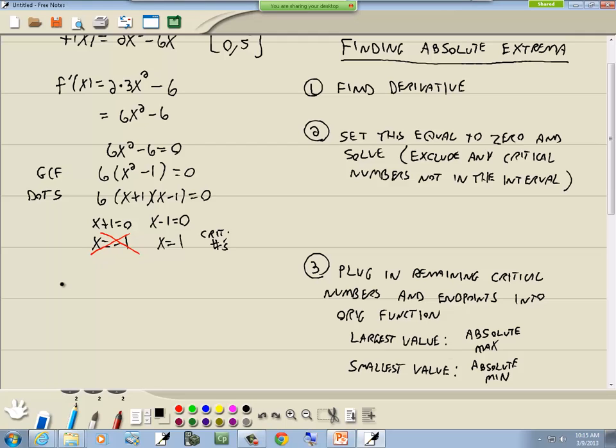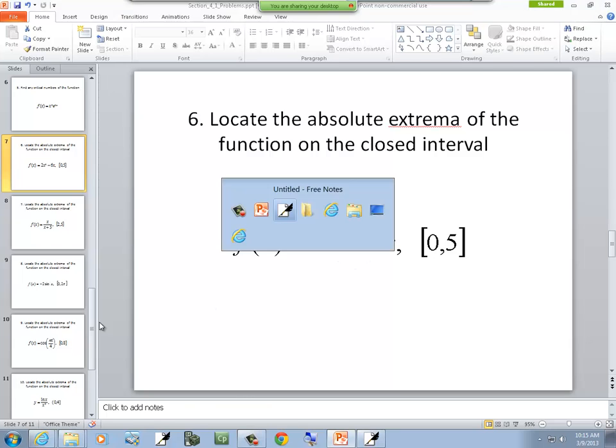Okay, well, our endpoints. We got x is equal to 0. We got x is equal to 5. Those are our two endpoints. And the critical number we have left is the 1. So we're going to take those and plug them into our original function. Our original function was this.